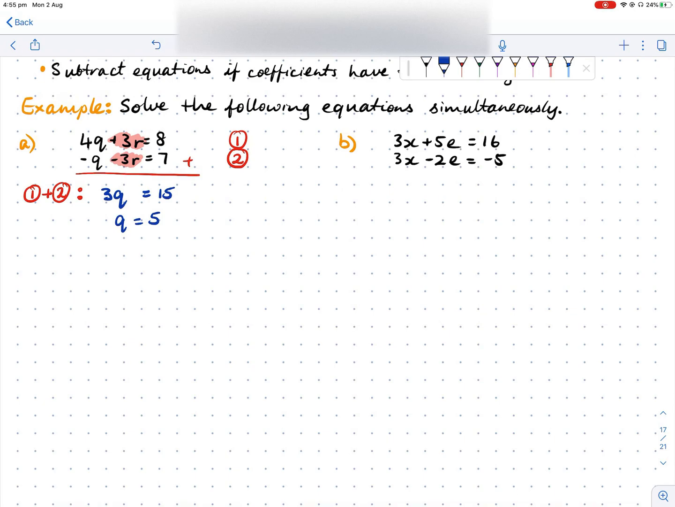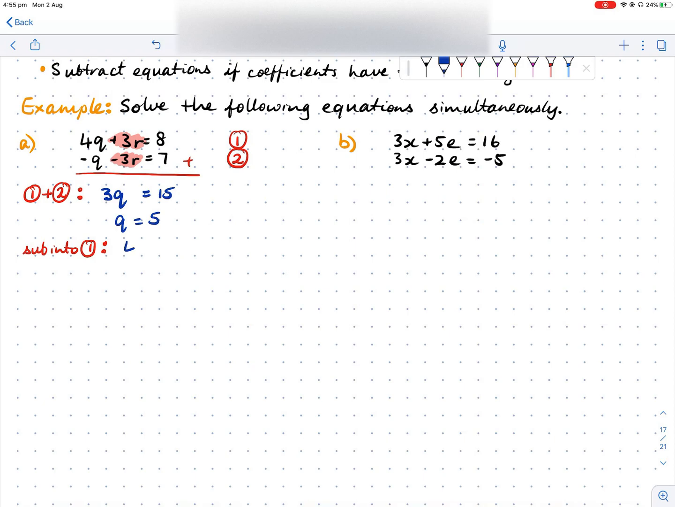Make sure you don't forget the other value. So what we need to do is put q equals 5 into either equation 1 or equation 2. It doesn't matter which one you choose, because the other one would be useful for a check. I might go with equation 1, only because I've got positive numbers. You always try to find shortcuts. Ultimately, it doesn't really matter too much.